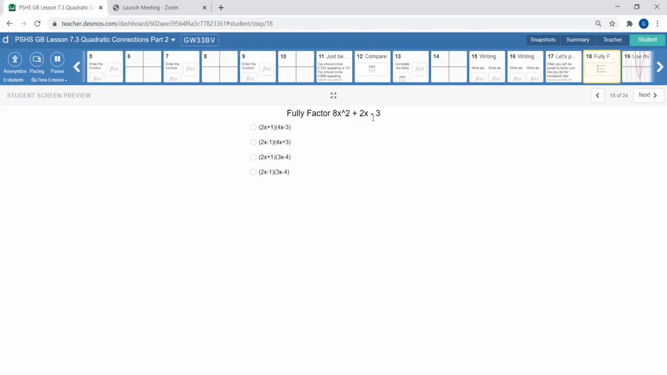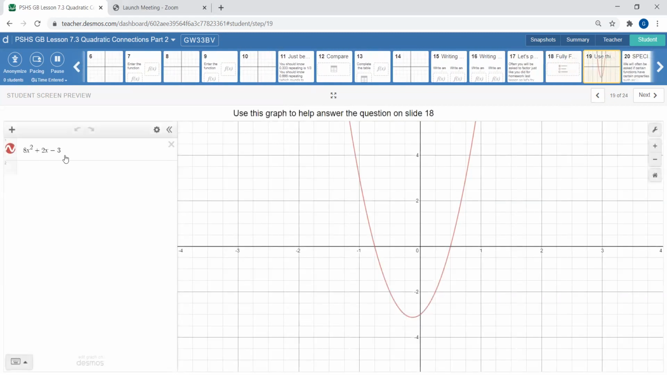So 8x squared plus 2x minus 3. We've got multiple choice answers. I've already gone ahead and typed this in just to speed things up a little bit. So I got negative 0.75. And I also had 0.5, which is clearly going to be 1/2, but we'll just make sure. So I got negative 3/4 and 1/2.